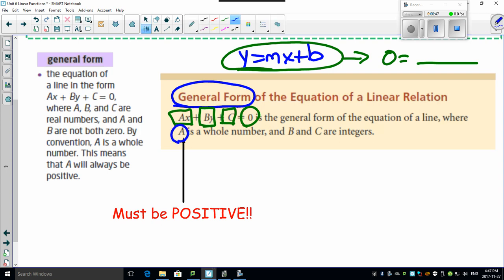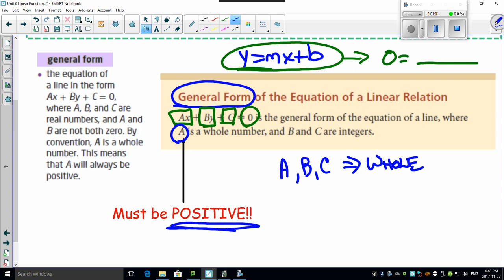First things first, a must be positive, and all of these values, every single one of them, a, b, and c, must be whole numbers or integers. And what they mean by this, guess what? No fractions, no decimals. That's where the challenge comes in.